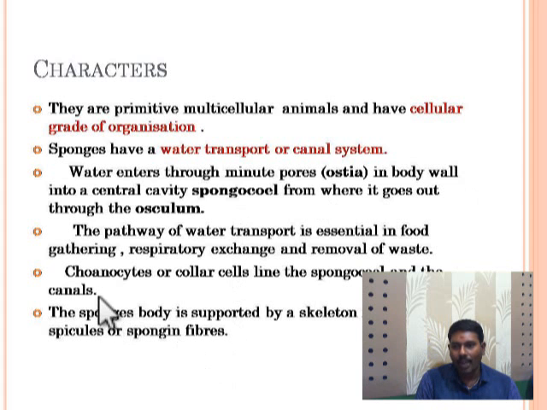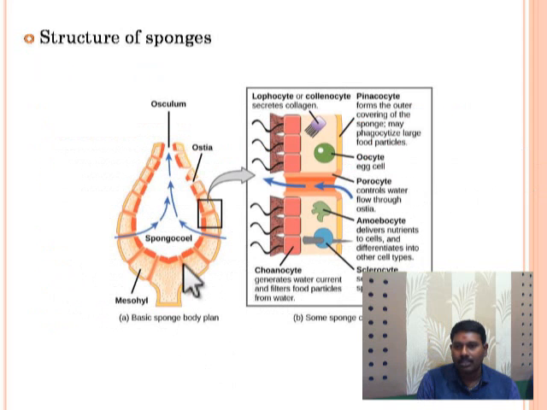And then choanocytes. These are the cells which line the spongocoel. Here you can see. This is the elaborated structure of that particular region, wherein you can see the choanocyte cell very easily. What is the role of choanocytes? They filter the food particles when the water enters through the ostia pores. Food particles are captured by means of choanocytes. This is a very important role.